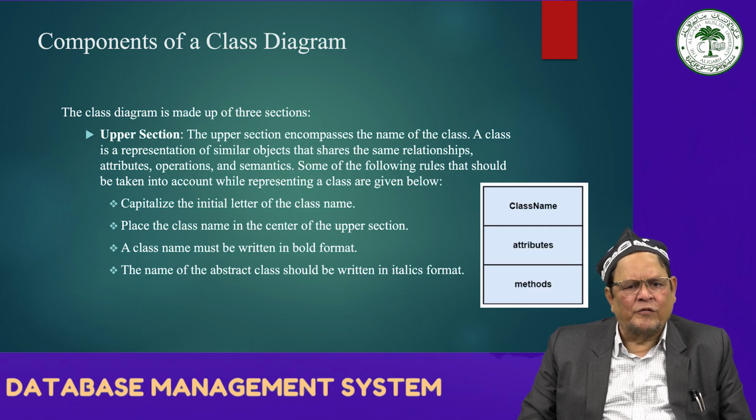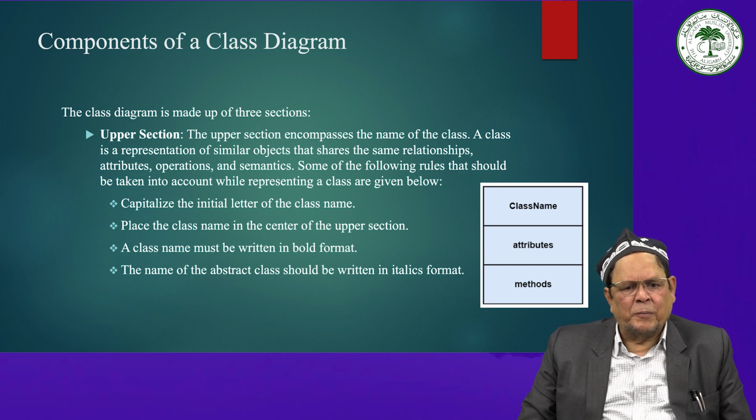Next component of UML is a class diagram. The class diagram is made of three sections. Upper sections. The upper section encompasses the name of the class. A class is representation of similar objects that share the same relationships, attributes, and operations and semantic.